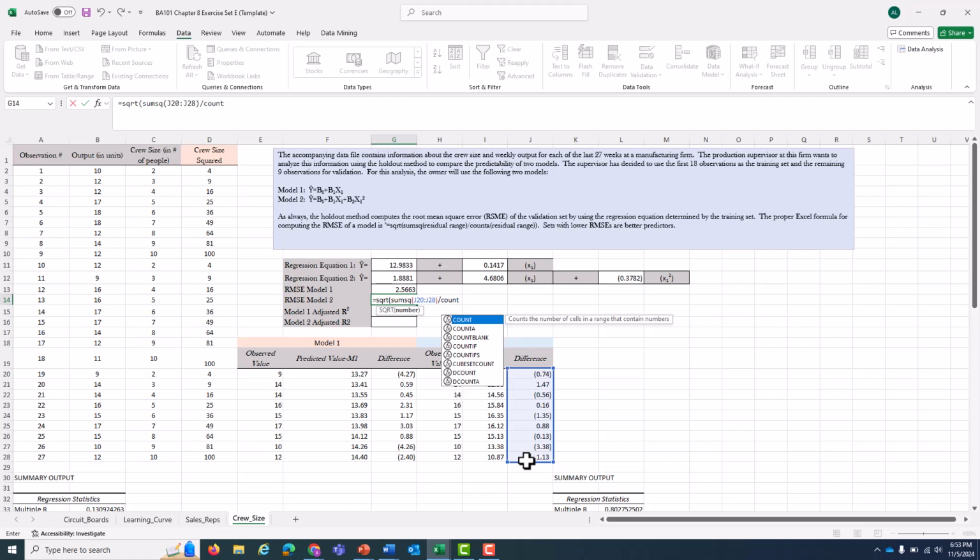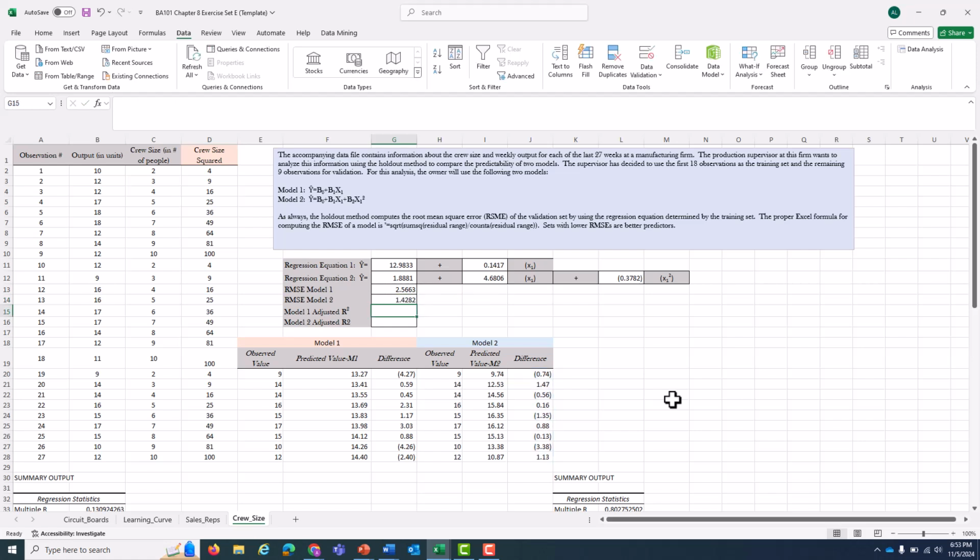divided by how many residuals we have. That's the COUNTA function, so I can highlight the same exact range one more time, J20 to J28. Two parentheses so I don't get dinged at the end, and then I hit enter. And it comes back as 1.4282.